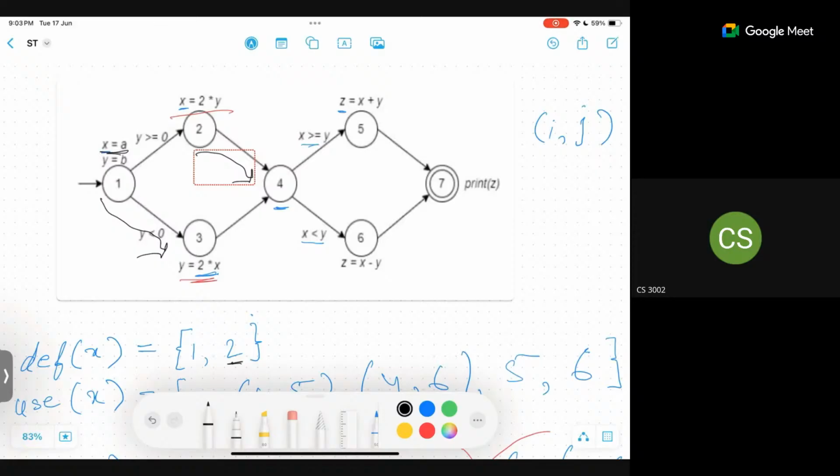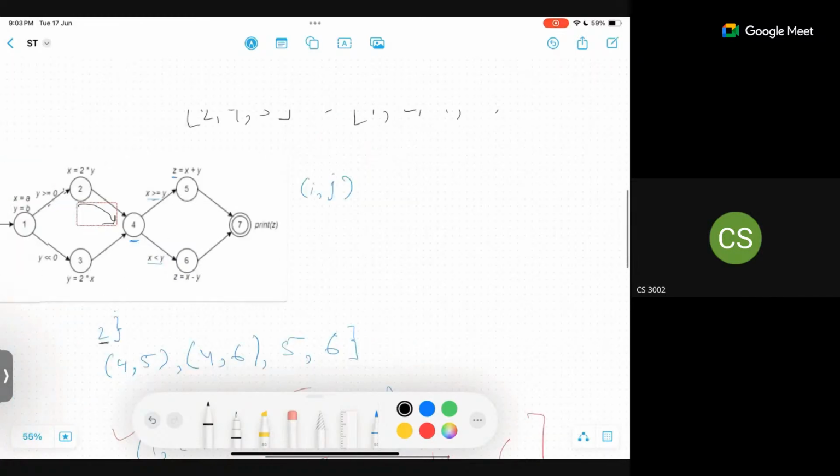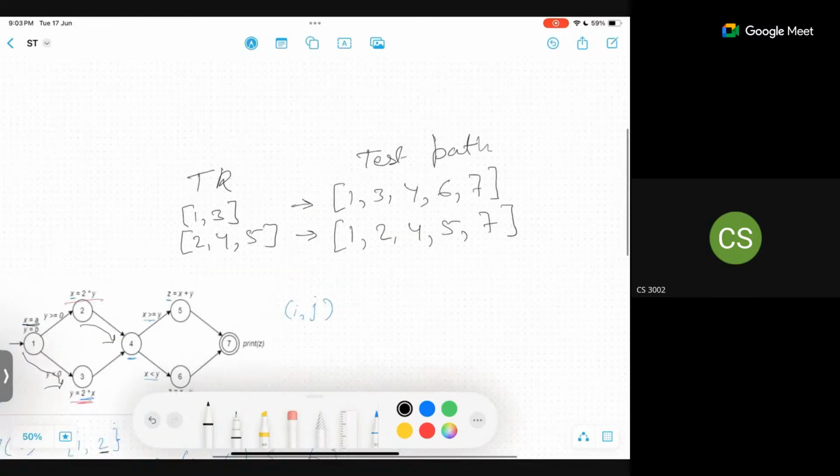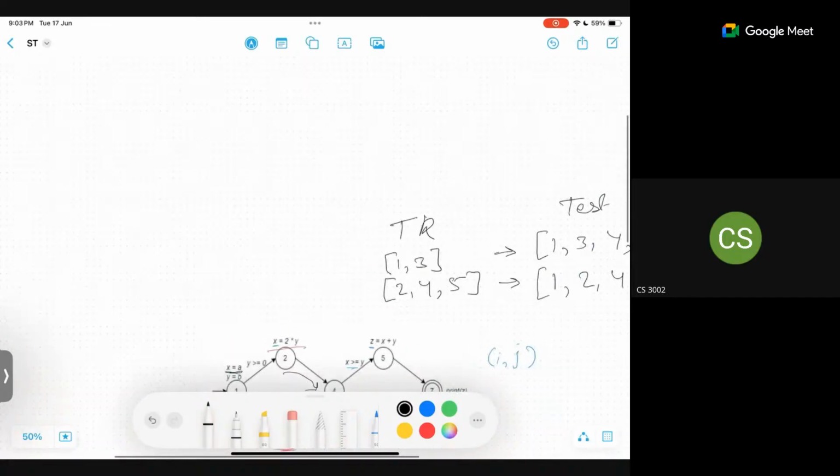Def clear is not a requirement. So even if there is no def clear path, you still take it as a pair, even though that will not be considered as you have seen already in the test path and requirements. Okay, so this is done. TR is your DU paths, right? DU paths have to be def clear by definition, therefore only you have that. So this is all defs. Now we'll move on to the next one, which is all uses. So all defs we have seen.